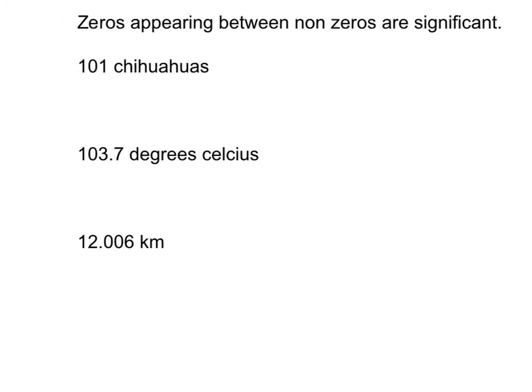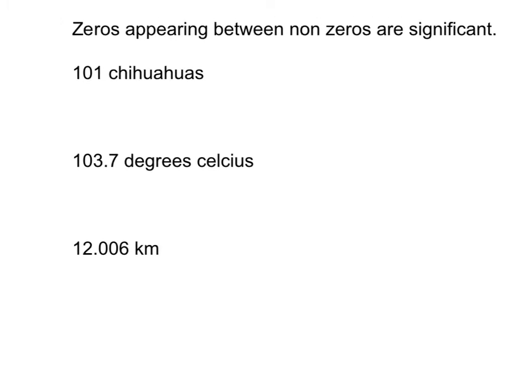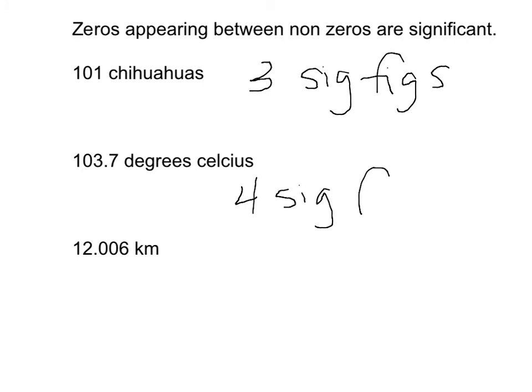So in this case, this number, why does it do that? I don't know. Let's see if I can prevent that from happening again. There are 3 sig figs present in 101 Chihuahuas. In this example, I have 103.7 degrees Celsius. Once again, the 1, the 3, and the 7 are obviously significant. The 0 is a placeholder because that's measuring 10 degrees, and we're accurate down to the 10th of a degree. So definitely that 10 degrees is spot on. So this number would have 4 significant figures.